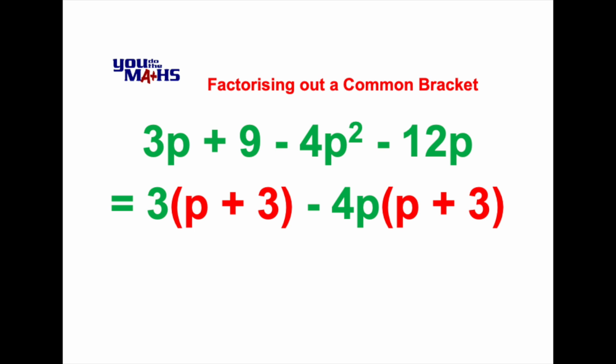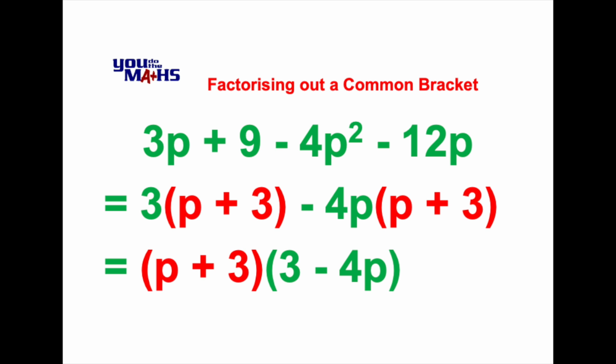We can now factorise this bracket and place it at the front of our expression, and what we're left with we can see in green, which is 3 minus 4p. So our original expression can be factorised into two brackets, p plus 3 and 3 minus 4p. This process is called grouping, and what we then do by looking at the two groups is look to factorise out a common bracket which we can take out the front of the whole expression.